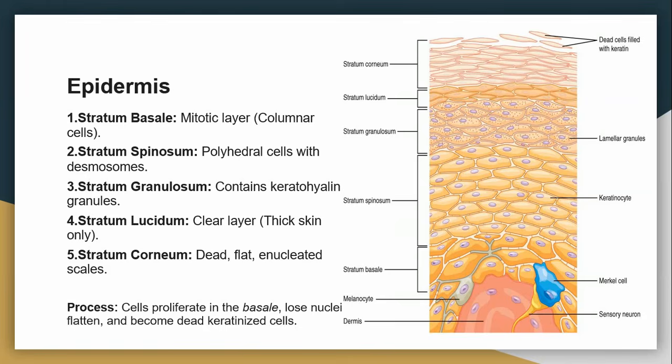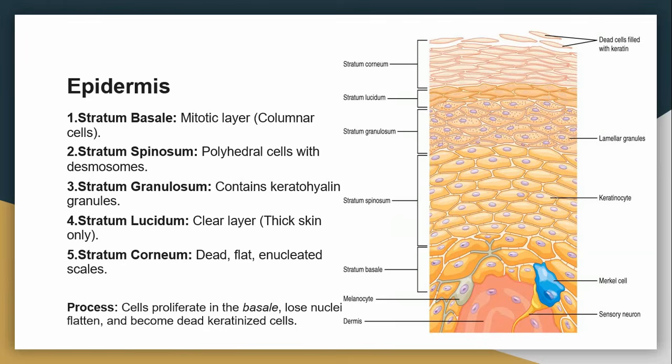This is a basic representation of the different layers of the epidermis. You can read the names: basal, spinosum, granulosum, lucidum, and corneum, from innermost to outermost. From this picture, it's quite evident that the cells in the innermost layer, the basal layer, which is the regenerative layer, proliferate, and as soon as they reach the surface they lose their nuclei and become flat cells. The corneum has only dead cells filled with keratin. So this is the process by which your skin or epidermis regenerates.